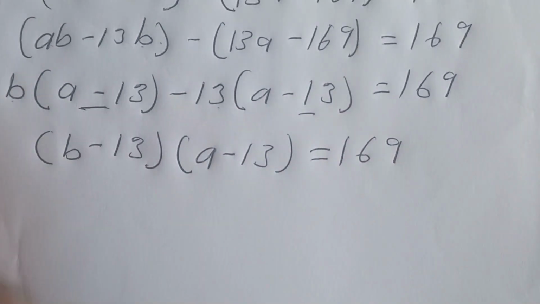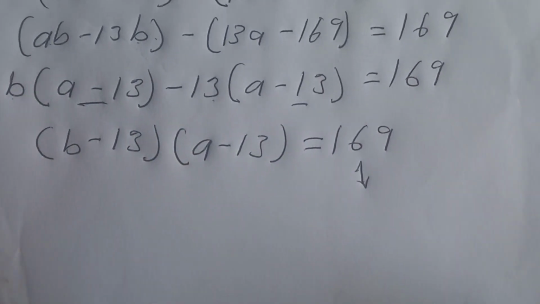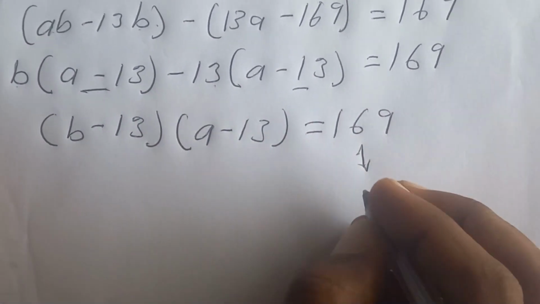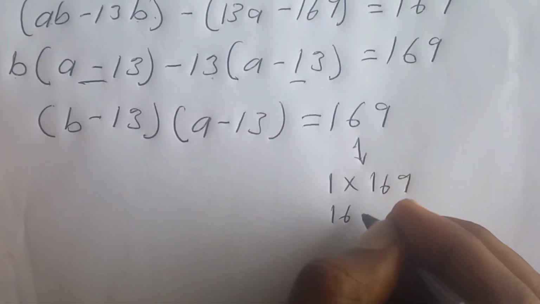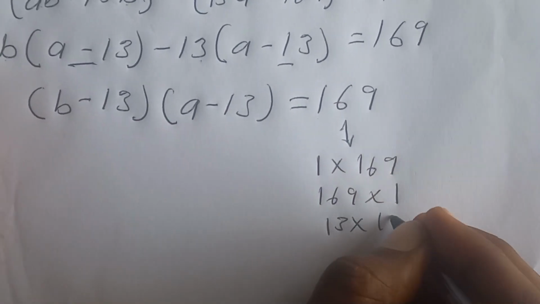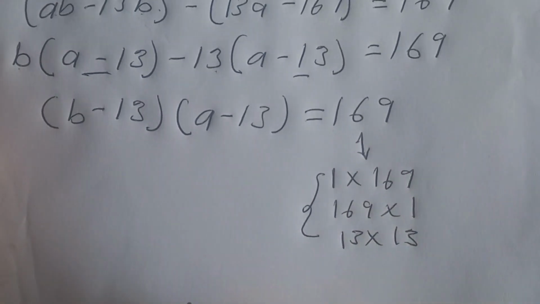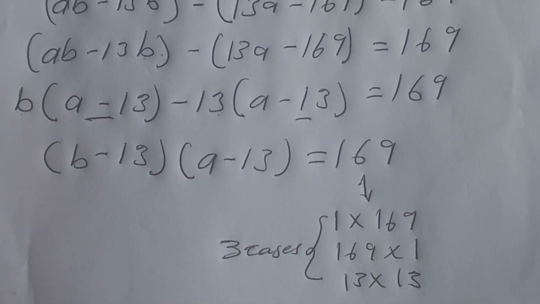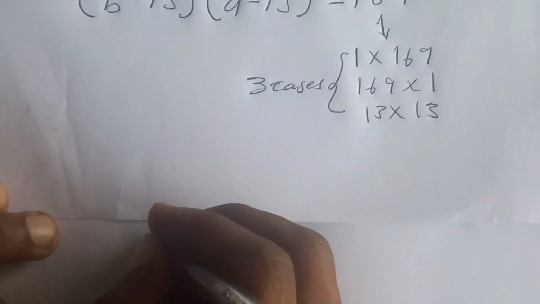Now this 169, let's factor. Let's get the factors. We can get 1 multiplied by 169, and also 169 multiplied by 1, and then we can get 13 times 13, which is also 169. So we are having 3 cases here. Let's solve it by case.